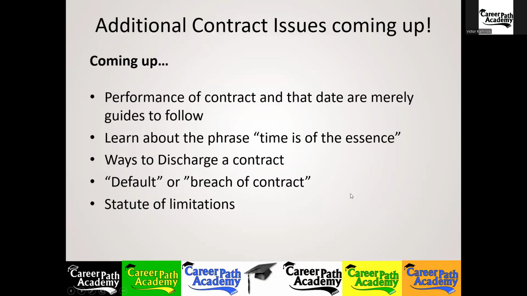All right, coming up, we're going to talk about performance of a contract, and we're going to learn that dates are merely guidelines to follow, and you're not in breach of contract if you miss a date to do something in a contract, normally. Now, we're going to learn about the term time is of the essence. We're going to learn about different ways contracts can be discharged. We're going to learn the term default or breach of contract and the statute of limitations for lawsuits.